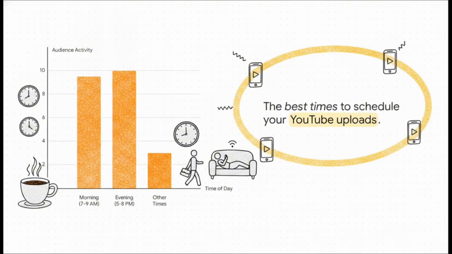Now, about that active time, the data shows the golden windows are generally in the morning, between 7 a.m. and 9 a.m., and then again in the evening, from 5 p.m. to 8 p.m. Think about it. This is when people are commuting, taking a quick break, or unwinding after a long day. They're free, they've got their phones in their hands, and they are highly likely to click on a fresh, perfectly prepared piece of content pushed to them by a fully prepared algorithm.